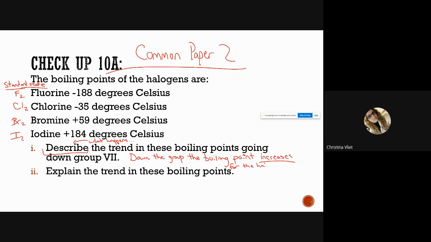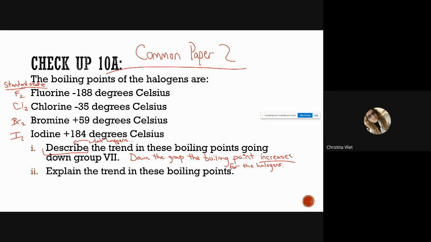So you do not have to state the exact numbers, and you shouldn't. If they're asking you to draw a conclusion, they're asking you to look at the trend. The numbers are increasing. The boiling point is increasing. That means a higher temperature is needed to separate the molecules. So that's part one. That would be like 1 mark.